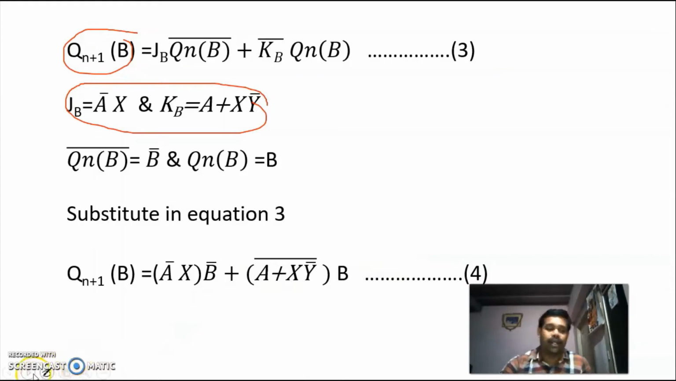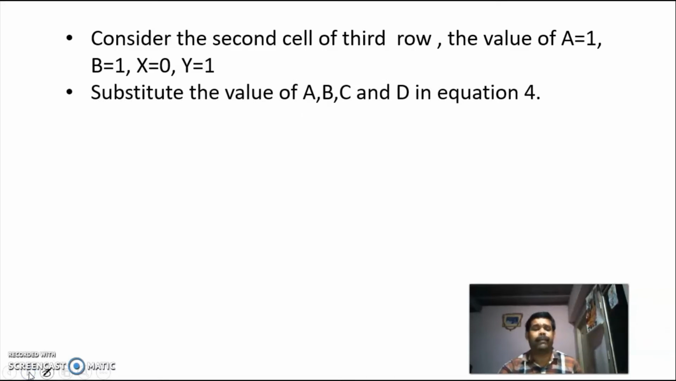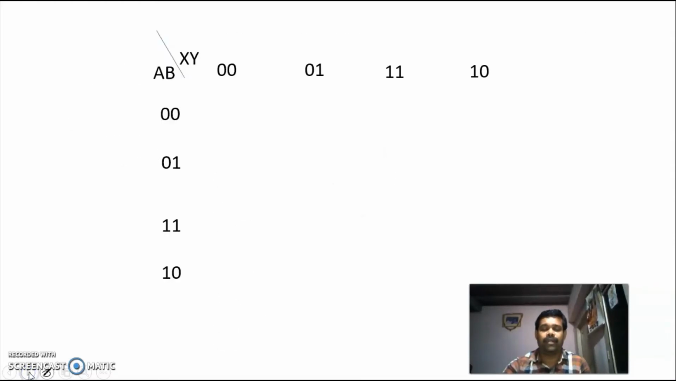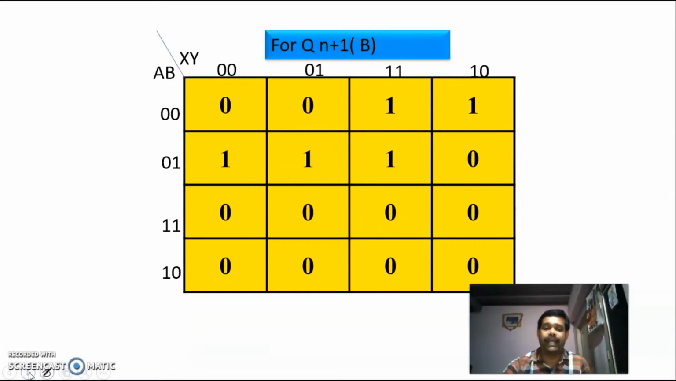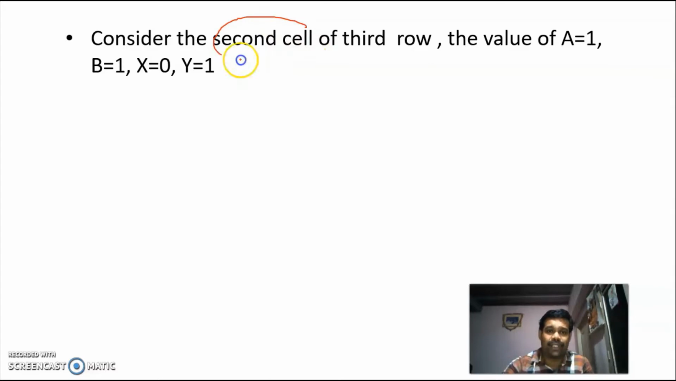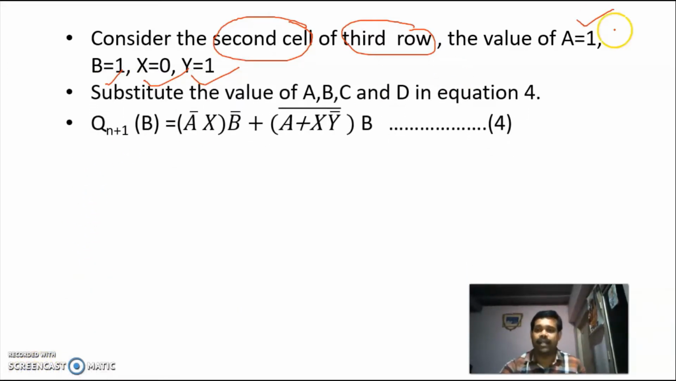Okay, now next we have to take a similar next state map for B. So this is the next state map for B. In this map we are considering the second cell of third row. In the third row, second cell we are taking. That is, value of A is 1, B is 1, X is 0, and Y is 0. And we are substituting the values in equation 4. These values we are substituting here.